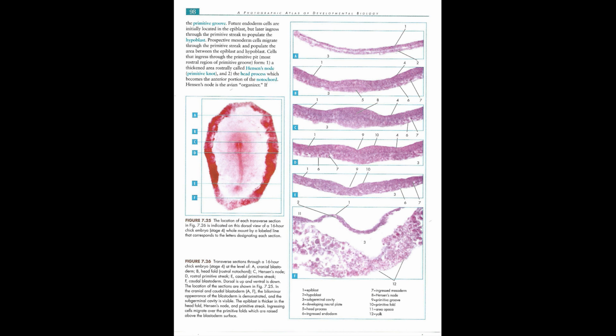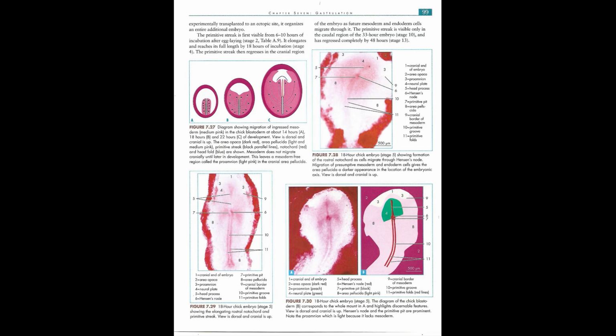Cells that ingress through the primitive pit, the most rostral region of the primitive groove, form, 1. A thickened area rostrally called Hensen's node, or primitive knot, and 2. The head process which becomes the anterior portion of the notochord. Hensen's node is the avian organizer. If experimentally transplanted to an ectopic site, it organizes an entire additional embryo.